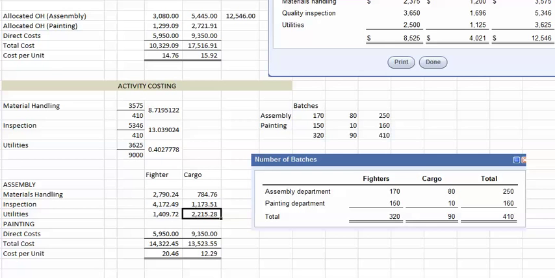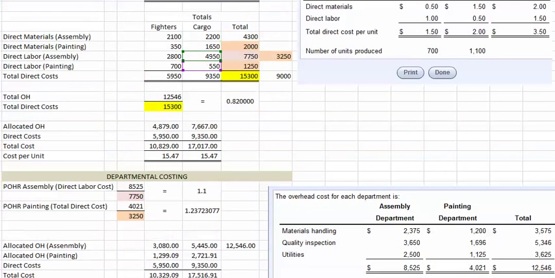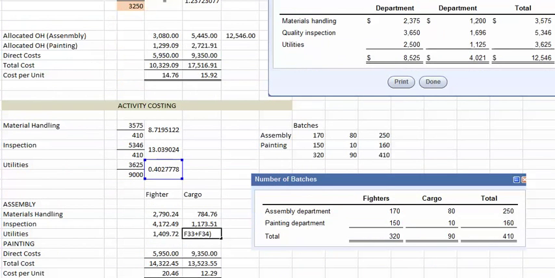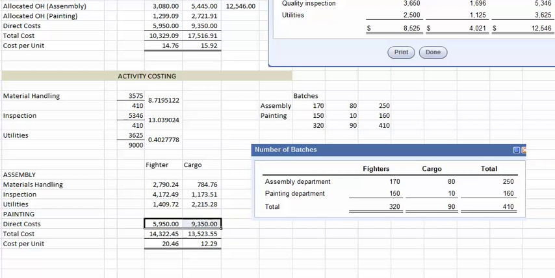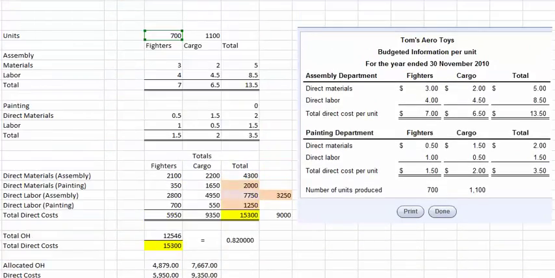For the cargo planes, again, we're going to take our predetermined overhead rate of 40 cents, multiply it by, in this case, our direct labor cost for the cargo planes, which was $49.50 for assembly, and $5.50 for direct labor in the painting department. Once we've allocated our total overhead, we're going to add to that our direct costs. We calculate our total cost. Finally, again, we divide our total cost by the number of units, which we had at the very top, and we get a cost per unit.